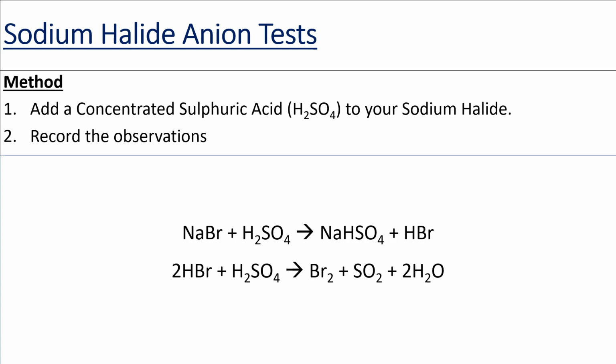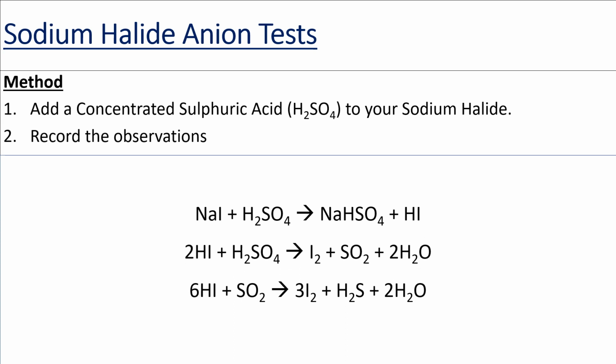The bromide, however, is a stronger reducing agent and is able to reduce the sulfuric acid to SO2, sulfur dioxide. And it does that by doing the exact same reaction to begin with. It produces sodium hydrogen sulfate and hydrogen bromide. But that hydrogen bromide then goes on to further react with the sulfuric acid to form elemental bromine, sulfur dioxide gas, and water. And it's this bromine that's being produced that you would observe as a pale brown gas in the reaction.